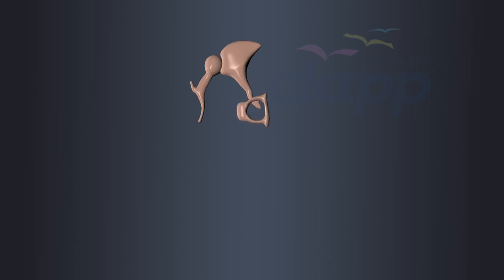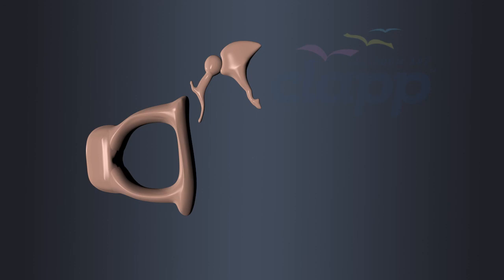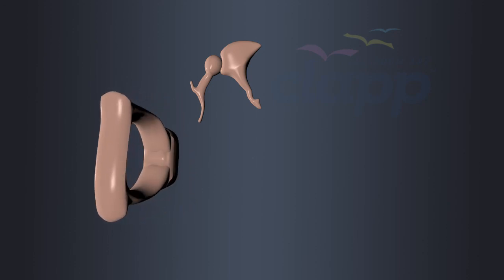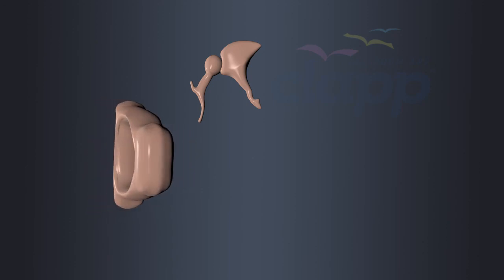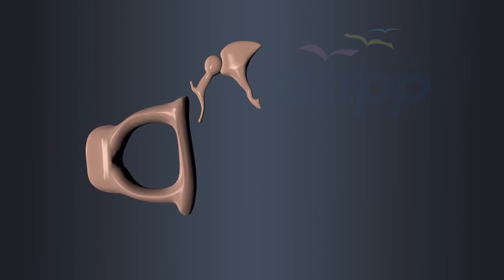Stapes is the third bone in the ossicles. Stapes is also the smallest bone in the human body. Average size of the stapes is about 3.5 millimeters in height and 2.4 millimeters in width.